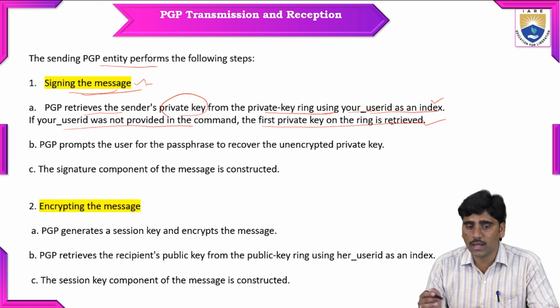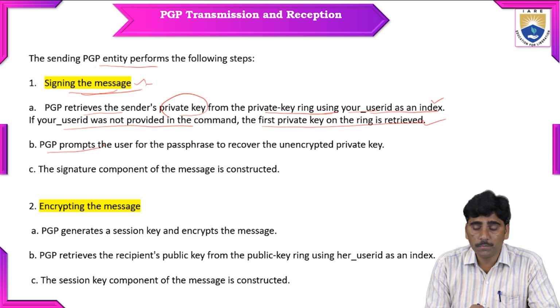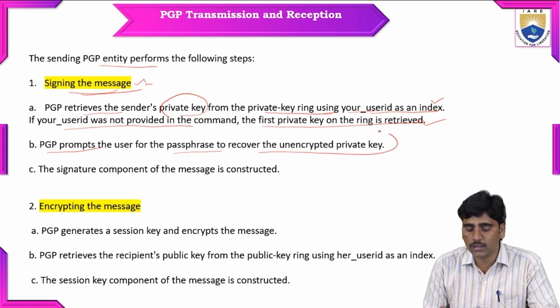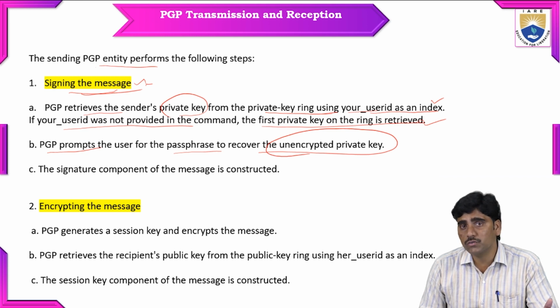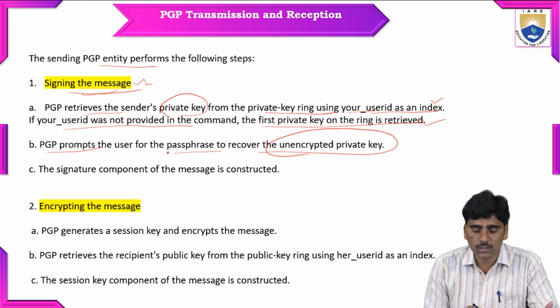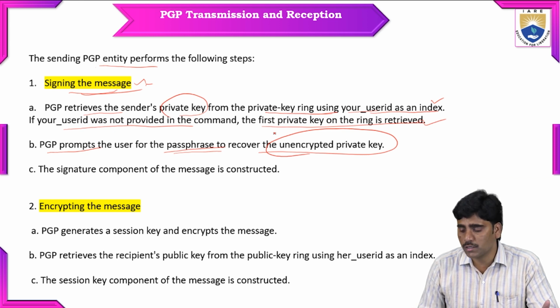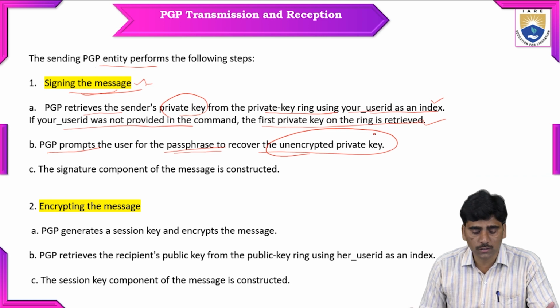So that it is retrieved. And PGP prompts the user for the passphrase to recover the unencrypted private key. So here the PGP prompts the user for what? The passphrase to recover the unencrypted private key. So to do the recovering process, it is announcing that we use the passphrase mechanism to recover this unencrypted key.